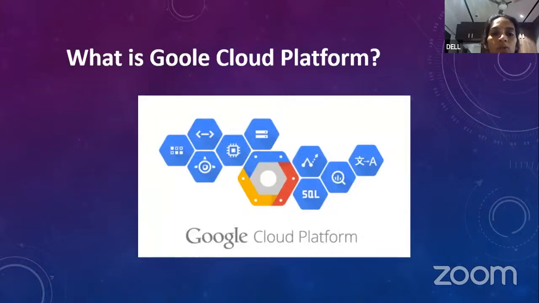So, what is Google Cloud Platform? This is the Google Cloud Platform symbol. It is the combination of all the services. We can do the end-to-end part in Google Cloud only.